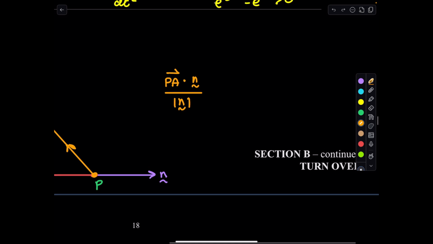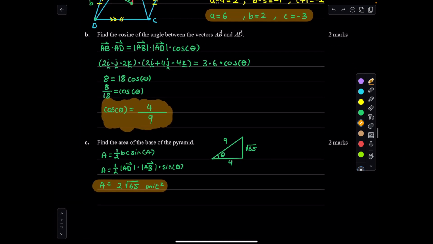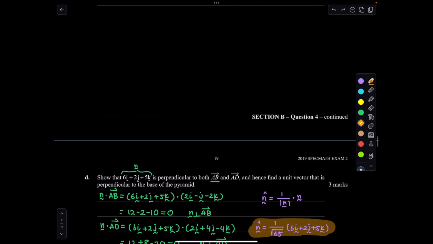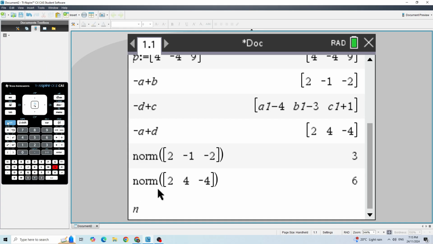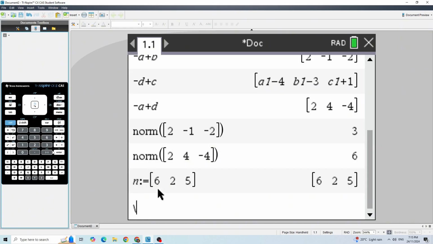So let's do that. First, I'm going to define n, because I haven't actually defined n. You remember n is this vector, so let's go to our CAS. N is defined as 6, 2, 5. Yep, that's your n vector, and let's write what we had to.